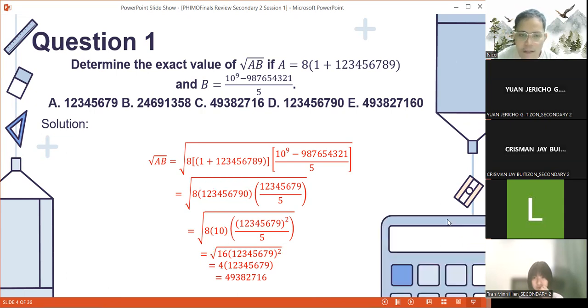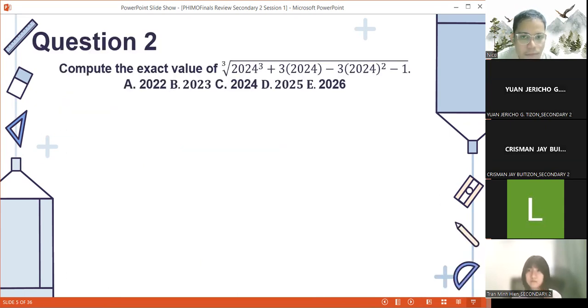Okay, let's have the next question. Compute the exact value of this one. If you want this to be simplified, we want A minus B quantity cubed, and then get the cube root of it, right? Because this one here is a cube root.